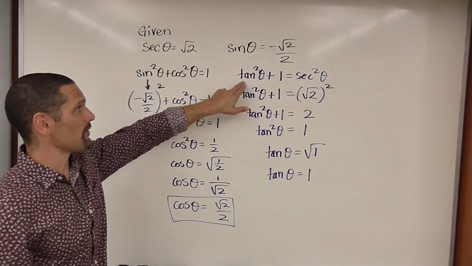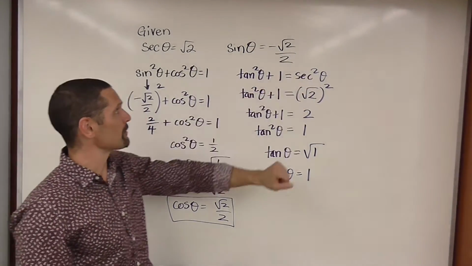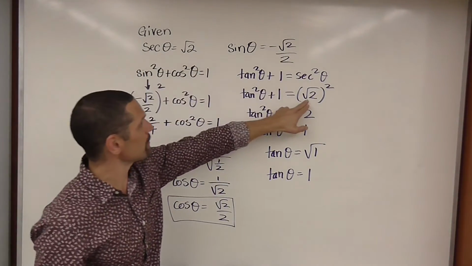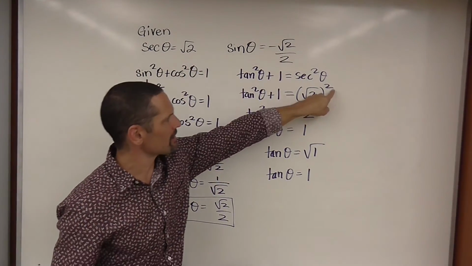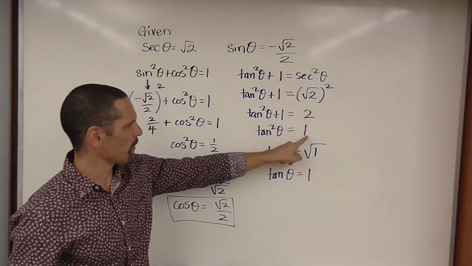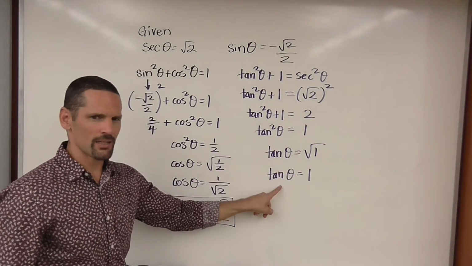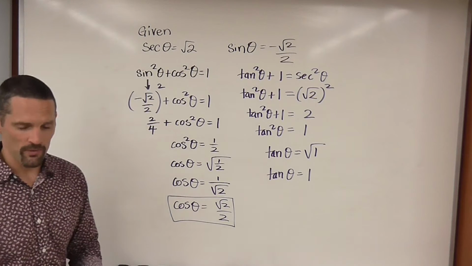Similarly, here's another Pythagorean identity. Tangent squared theta plus 1 equals secant squared theta. We know secant theta is root 2. So substitute in there, square it, gives us 2. Subtract 1 from both sides, take the square root. Tangent theta equals 1, which is what we got before.